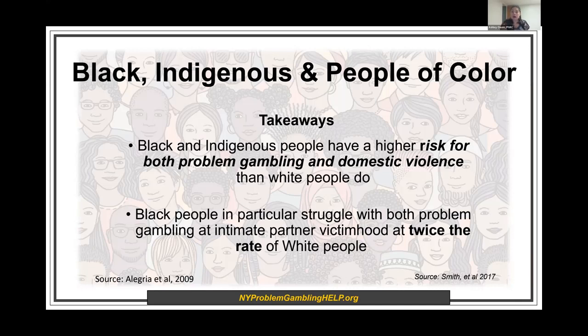So even though at this point we don't have more specific data than that in terms of how being a Black or Indigenous person impacts these two things together, the problem gambling and domestic violence, we know that separately with both issues, all of the research has said that there is a higher risk for Black and Indigenous folks, and that the risk is double for people who are Black. So we want to consider that moving forward too.